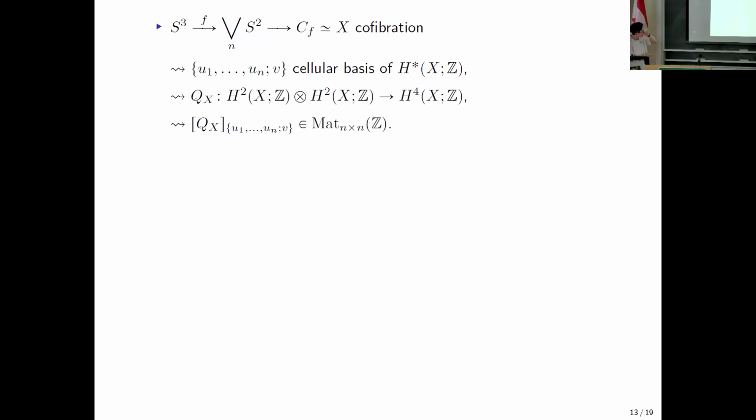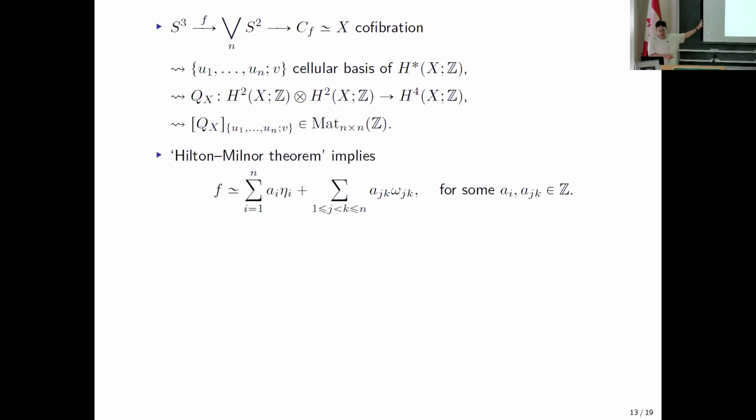The bilinear form corresponding to this H2 tensor H2 goes to H4, right? So this is just a bilinear form. If you fix a basis, that's going to be represented by a square matrix, a symmetric matrix, right? We call this bracket QX. It's just a square symmetric matrix. So we have this information.